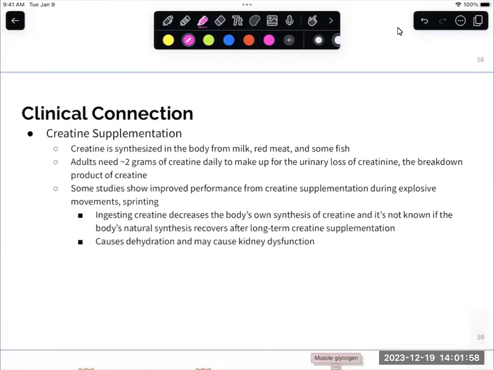Creatine supplementation. We do get creatine from milk, red meats, and some fish. We need to take in about 2 grams of creatine to make up for what we lose through the urine. There have been some studies that show that creatine supplementation can help with athletic performance. The problem is that by taking in creatine, it decreases your body's making of creatine. And we don't know if there are any long-term effects. It causes dehydration, and it can possibly cause kidney dysfunction.